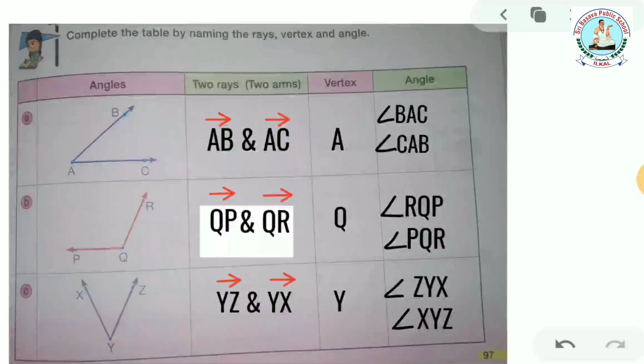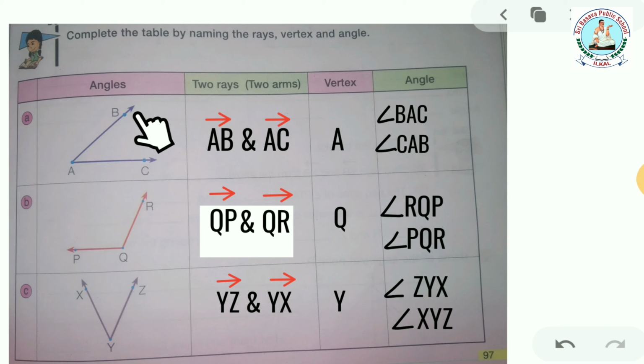Dear children, in the previous video we learned how to name the rays, vertex and an angle. In today's video we are going to solve the exercise problems of page number 97, and your first main is: complete the table by naming the rays, vertex and angle. So first we have to name the rays, later the vertex and finally the angle.